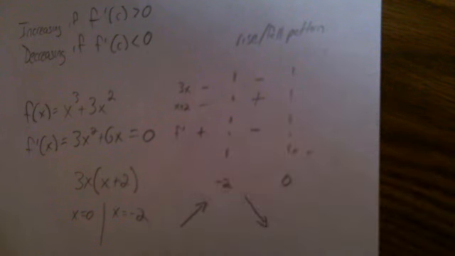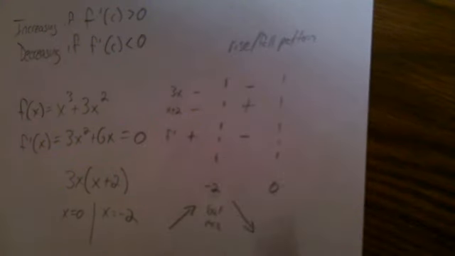Now let's plug in a number between negative 2 and 0. Let's plug in negative 1. 3 times negative 1 is a negative number. Negative 1 plus 2 is a positive number. And a negative times a positive is a negative, which means this interval has f decreasing. And now I can identify negative 2 as a local max.